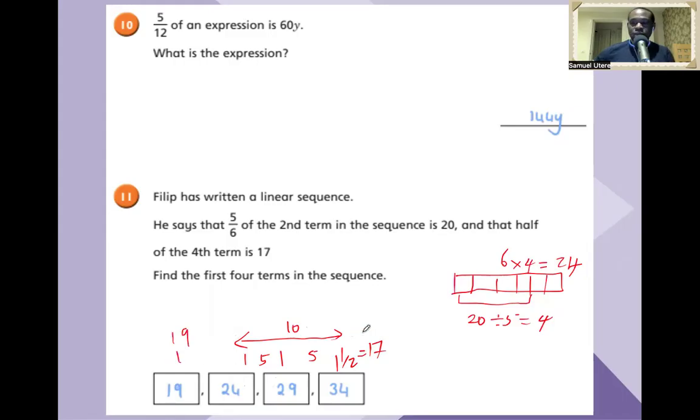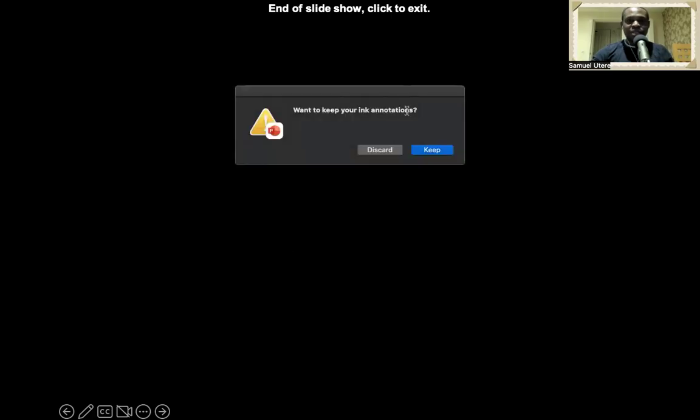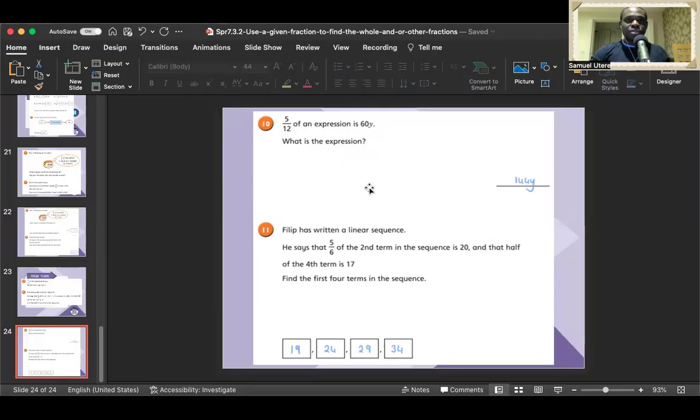I hope you get that solution. That brings us to the end of our lesson. What we've learned so far is how to use a given fraction to find the whole and other fractions.